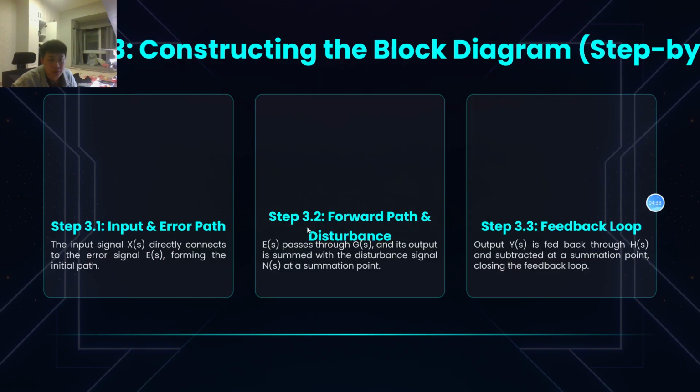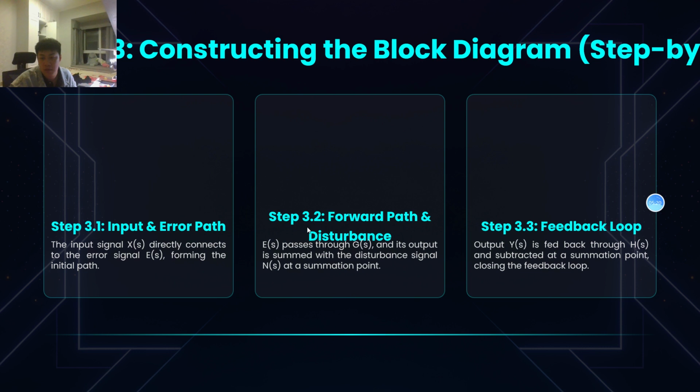And step 3 is constructing the block diagram step by step. Step 3.1, input and the zero path. The input signal X directly connects to the signal E, forming the initial path. And step 3.2, forward path and disturbance. E passes through G, and its output is summed with the disturbance signal N at the summation point. And step 3.3, feedback loop.